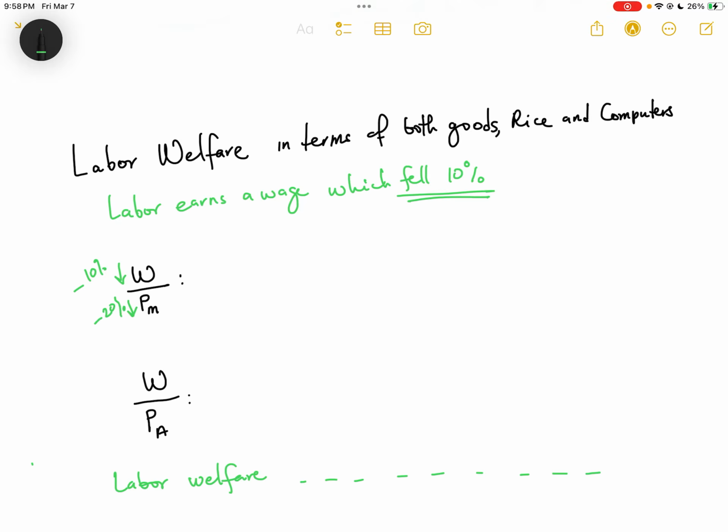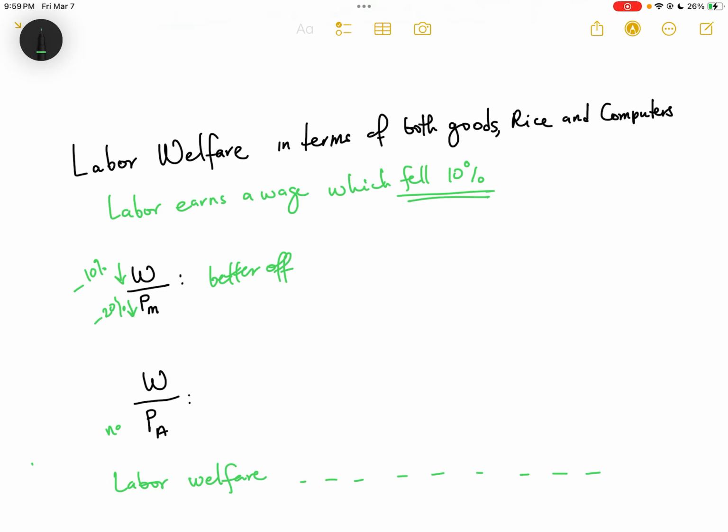Okay, what do you think? The prices are going down faster, you see, than wage. So what does that tell you? Pause the video and think about it. Okay, since there's a bigger fall in price, we say that labor is better off. Price fell 20% whilst wage went down 10%.